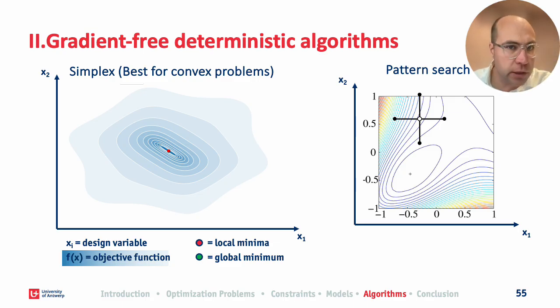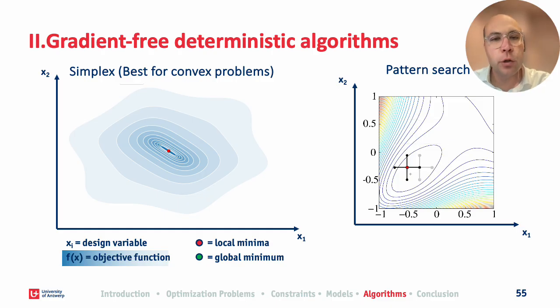A pattern search is also more or less the same. You take, in this example, 4 samples, you walk along the lowest sample, maybe you also decrease the step size, and in that way you can find the optimum. Good algorithms, fast algorithms, but they can get stuck in a local minimum.